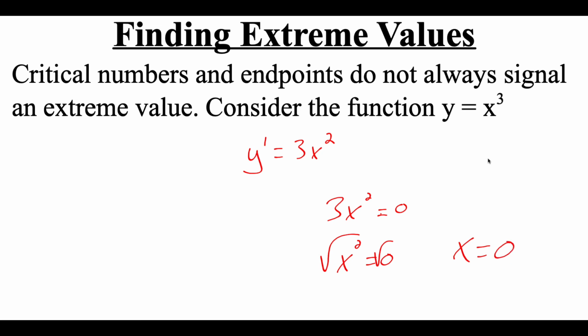But if we think about what a cubic graph looks like, our graph is going to look something like this. So at the x value of 0, that's not a high point, so it's not a maximum. It's also not a low point, so it's not a minimum. So even though we've got a critical number at the x value of 0, it's not a maximum and it's not a minimum either. That's going to be it for this video.